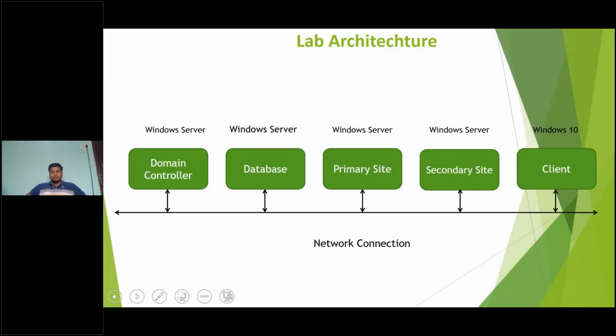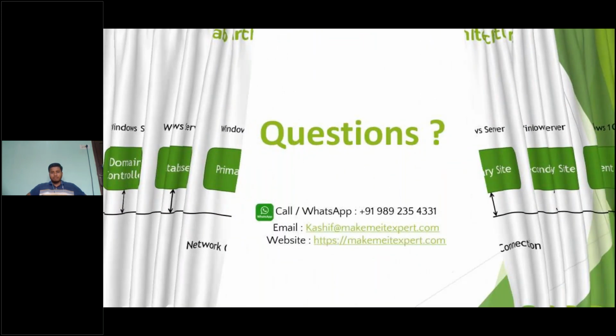So when we do the training, we will create a network so that all the machines will be connected to that network, and we will have some servers like domain controller, database, primary site, secondary site, and client machine. So this will be our lab architecture. All the machines will be on the same network so that they can communicate with each other. Any question, guys? Anyone?